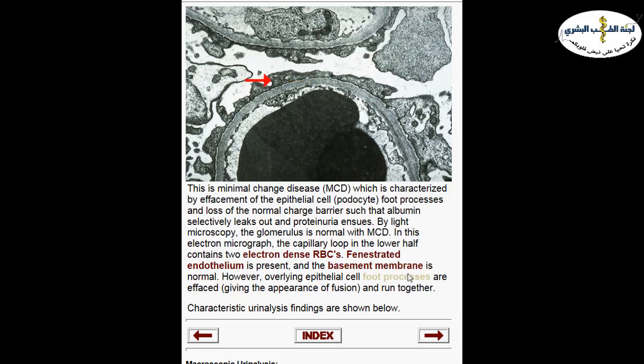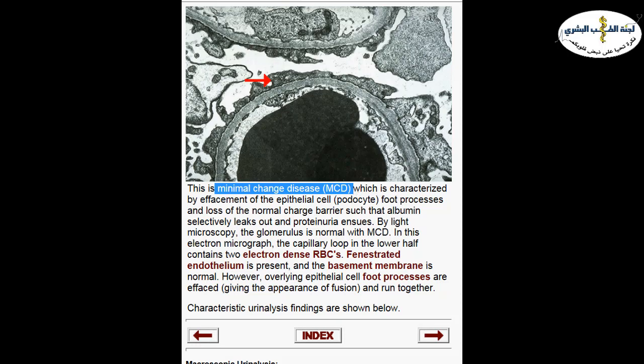Now we want to look at the epithelial side. If you look here at the foot processes, you can notice that they are not short and thin. They are effaced and flattened and look as if they are fused together. They are not actually fused, but there's no space between them, so they look as if they are fused. So the effacement of the foot processes is the only finding in this patient. And this is what qualifies for minimal change disease.